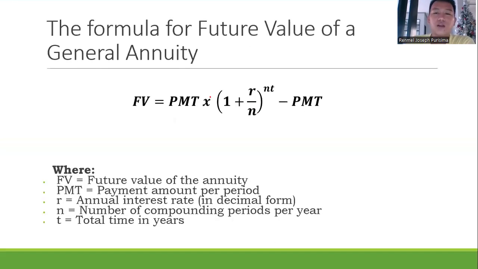This is the formula for the future value of a general annuity. FV is equal to PMT times the quantity (1 + r/n) raised to nt, minus PMT. Where, again, FV is the future value of the annuity. It's just the same legend as earlier.